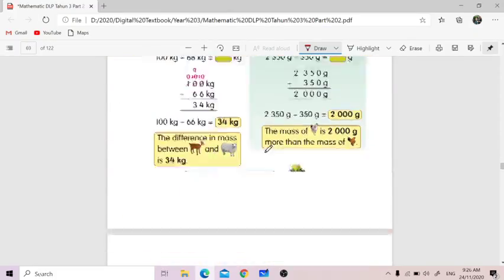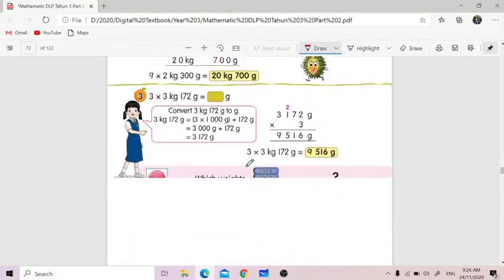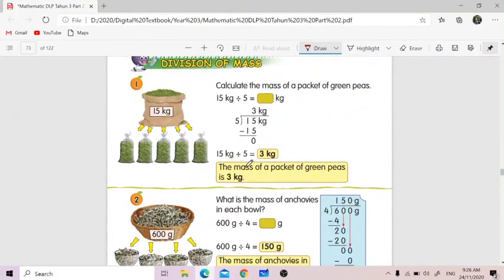Okay, then kita tengok untuk division for mass. So sama jugalah, cuma unit dia berbeza. So sila lihat sini. 15 kg ni untuk satu yang banyak. And then suddenly dia minta a packet. Satu. So dari banyak menjadi kecil-kecil kan. So when you have this, you have to count how many packets. 1, 2, 3, 4, 5. So that's why divided by 5. Okay, so yang ni senang.